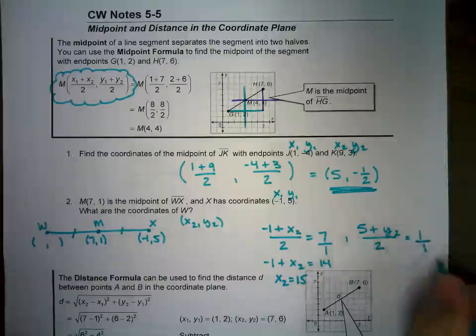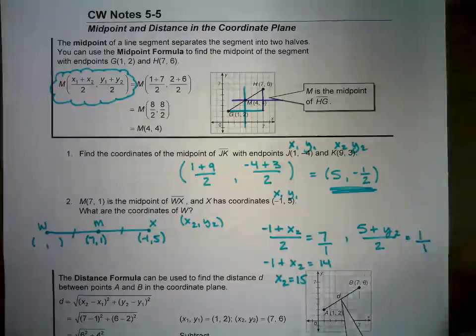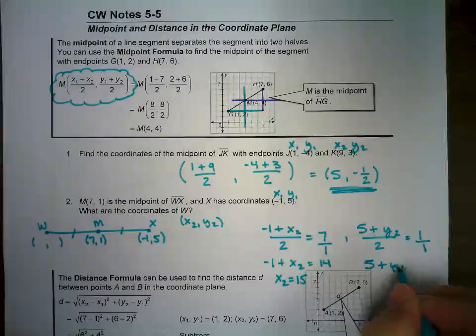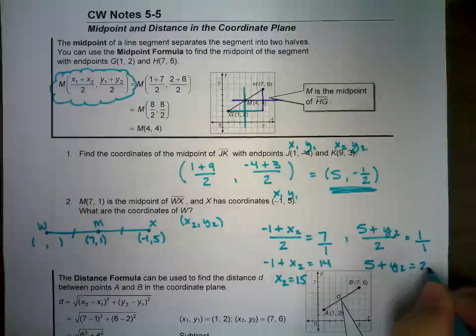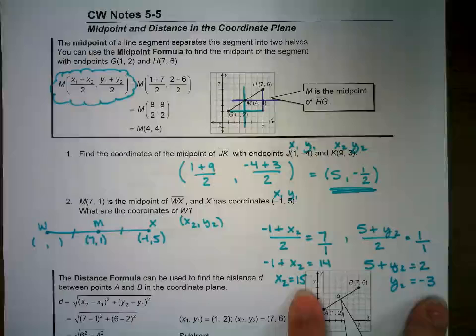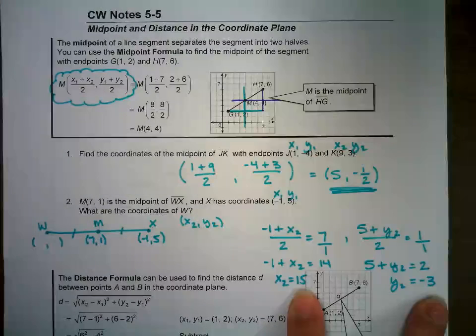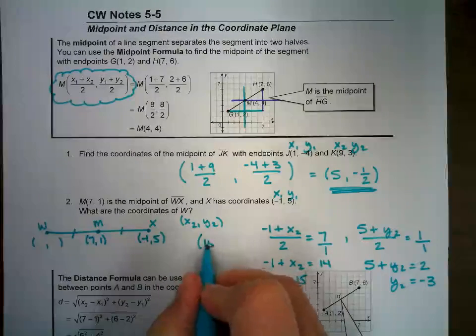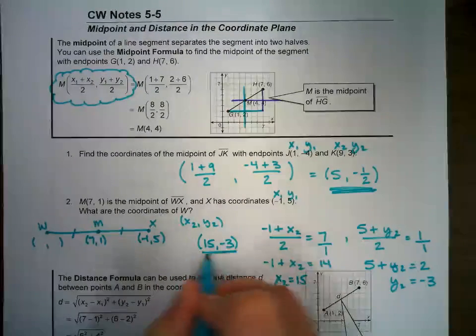Same with over here. If I put this over 1, I've got a fraction equals a fraction, and I can cross multiply. So 5 plus y2 is going to equal 2. And then when I subtract 5 from both sides, I get negative 3. So there's my missing endpoint, 15, negative 3. And I would write that as an ordered pair, like I did here. So 15, comma, negative 3, okay?